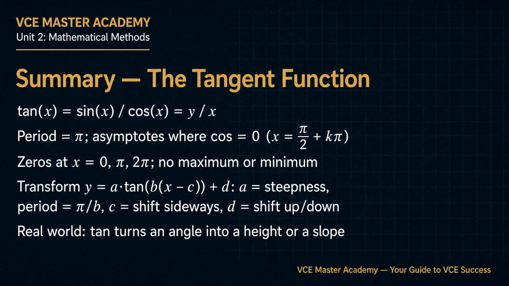Quick summary. Tan equals sine over cosine, or y over x. Its graph has period pi, with asymptotes where cosine is 0. It crosses 0 at 0, pi, 2 pi, and it has no maximum or minimum. For a transformed tangent, A is steepness, B sets the period to pi over b, C shifts sideways, and D shifts up or down. And in the real world, tan turns an angle into a height or a slope.